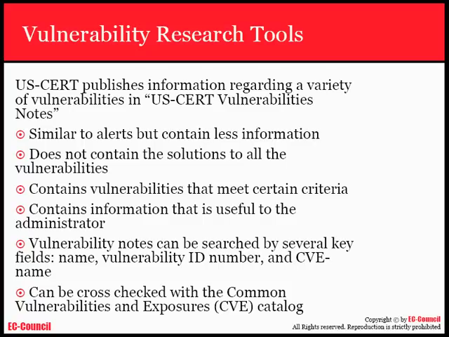So what are some of the different vulnerability research tools you can use? Well, basically, US-CERT publishes information regarding all kinds of vulnerabilities in what's called the US-CERT Vulnerability Notes. Now, these are similar to alerts, but they have a little bit less information. They don't contain the solutions to all vulnerabilities, but they do contain certain vulnerabilities that meet their criteria. Now, this information is very useful for you to have as an administrator or as an ethical hacker, and these vulnerability notes can be searched on several key fields. You can search by name, vulnerability ID, or even by a file name. In other words, a Common Vulnerabilities and Exposures catalog name.